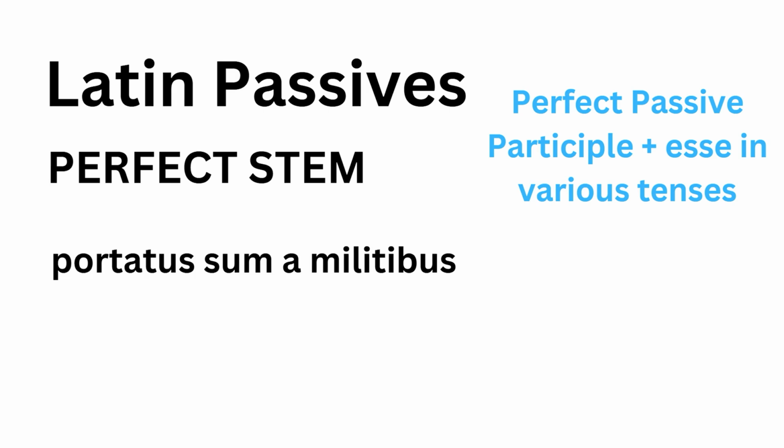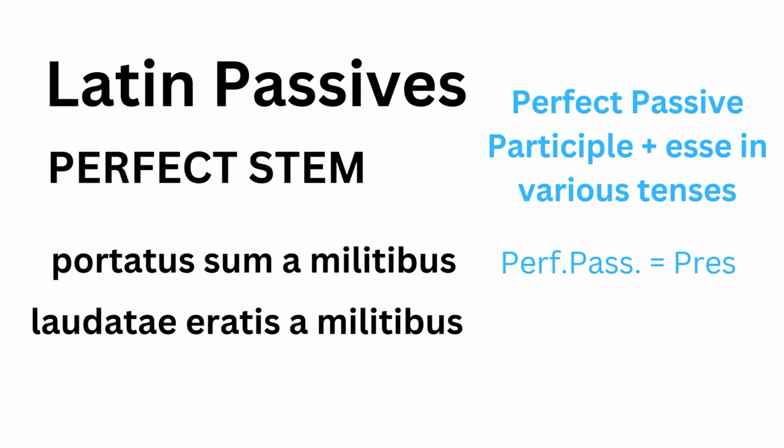Portatus sum a militibus. This means I have been carried by the soldiers. In this, portatus is my perfect passive participle, and sum is my verb to be, my esse, in the present tense. So if I want a perfect passive, I use a present tense of the verb to be.